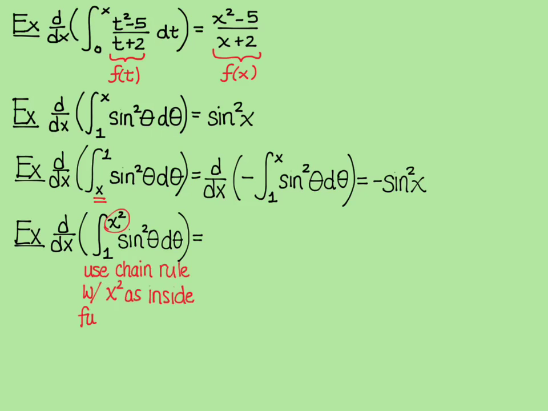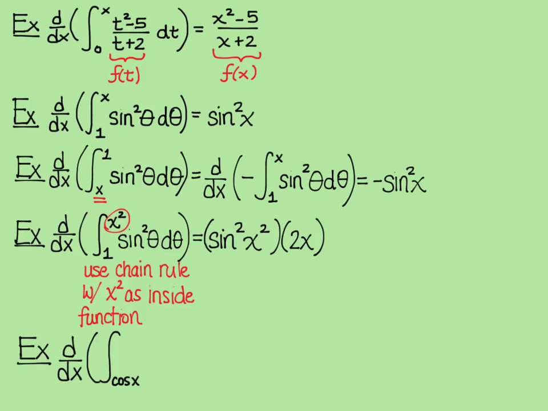So I'm going to do the chain rule, where we use x squared as our inside function. I'm going to take the derivative of the outside, which is the integral from 1 to u of sine squared u, or sine squared theta d theta. So I get sine squared of, in this case, x squared. But then I have to do times the derivative of the inside thing, which is 2x.